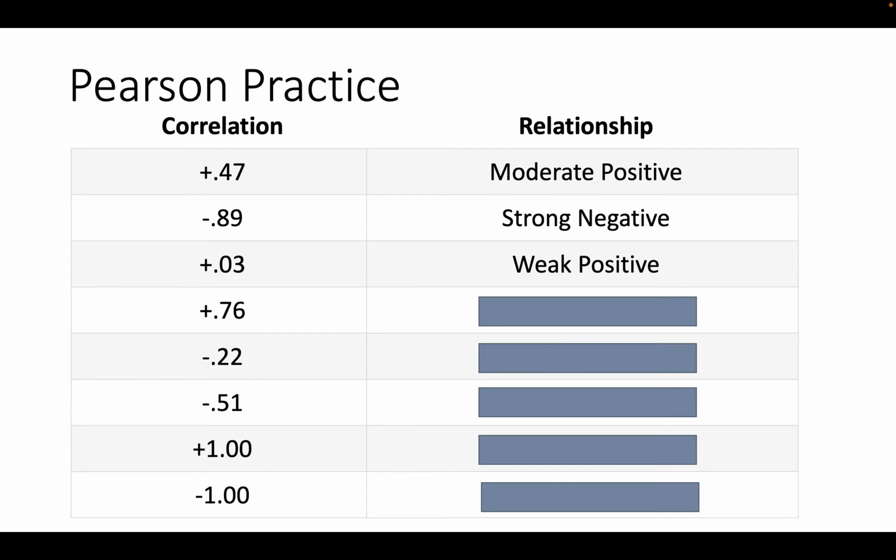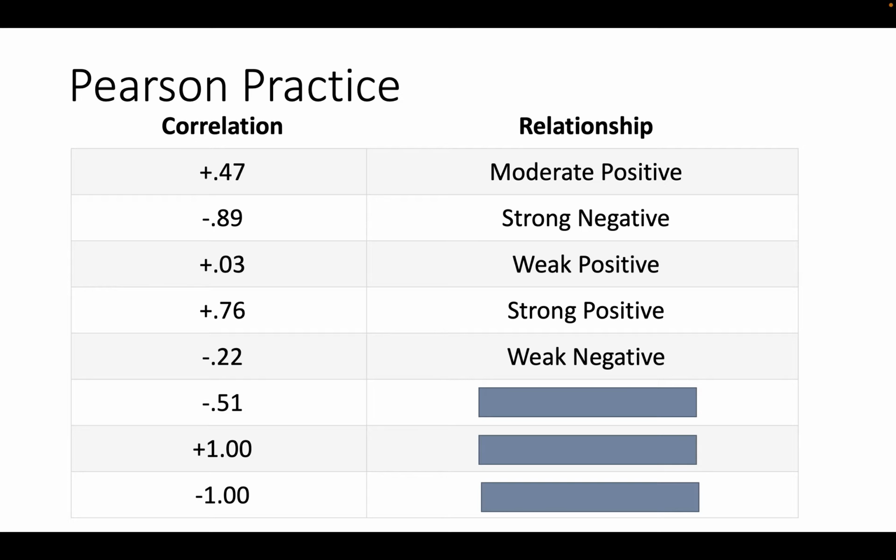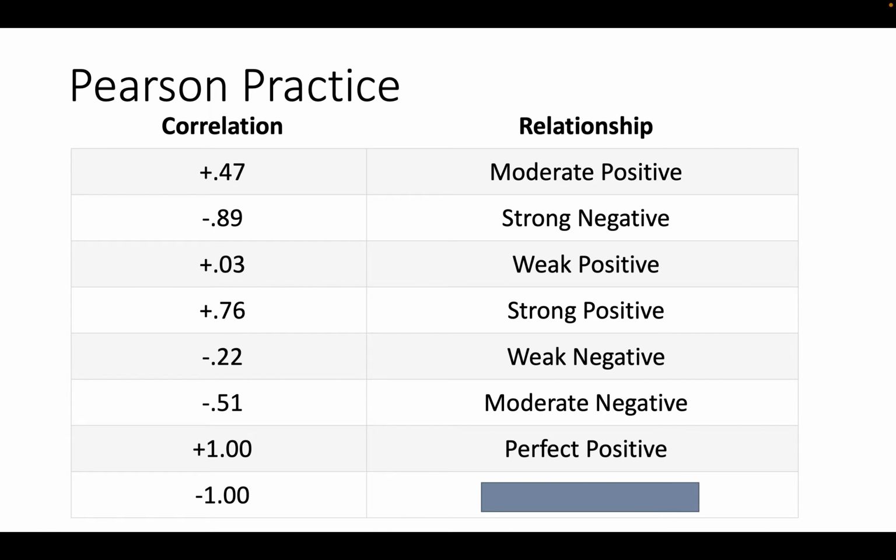A positive 0.76, a strong positive relationship. A negative 0.22 is a weak negative relationship. A negative 0.51, a moderate negative relationship. And then just for giggles, a positive 1.00 is a perfect positive, and a negative 1.00 is a perfect negative.